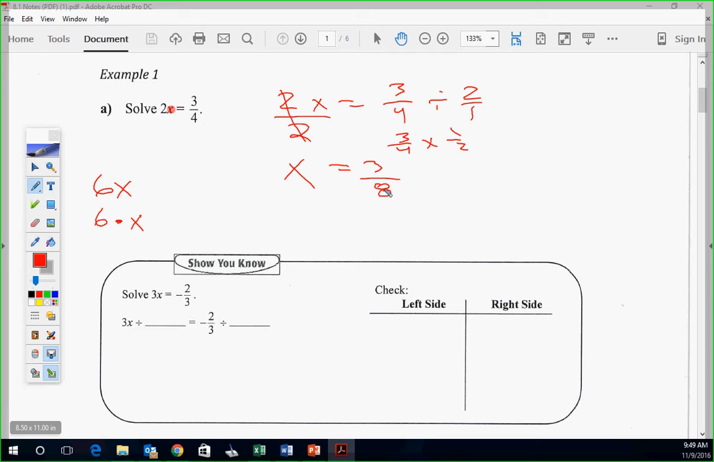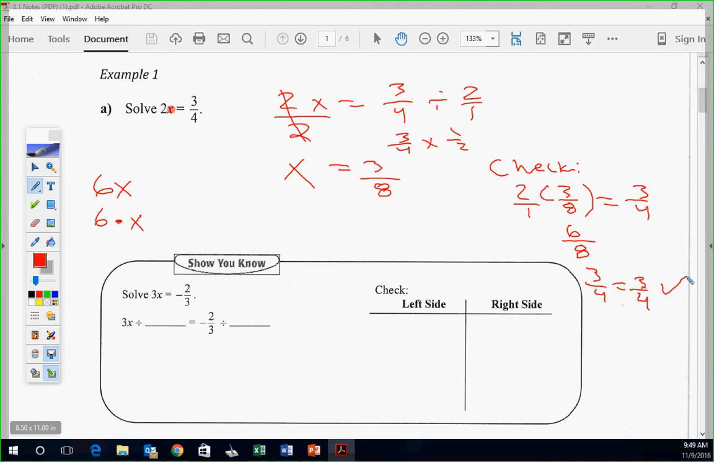So you can check your solution by taking your answer and putting it in for x. I'm going to do that really quickly. So this is the check. 2 times 3/8 equals 3/4. What is 2 times 3/8? Not 6/16. It's 6 over 8, because the 2 is over 1, right? 6/8 reduces to 3/4. Our answer is correct. That's how you check.